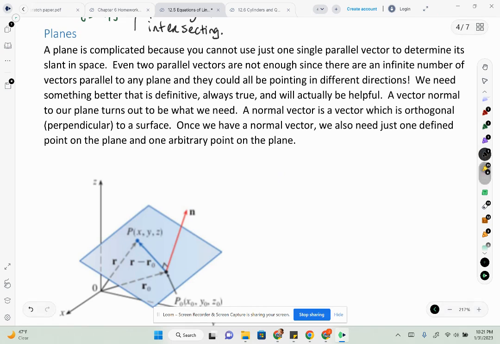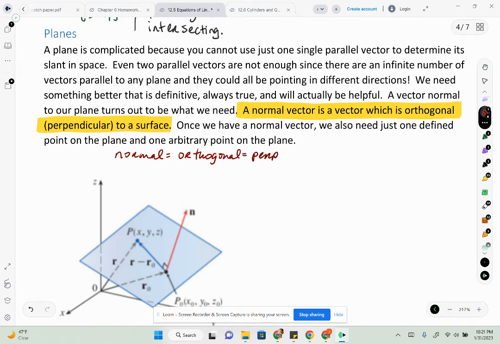Okay, now there's a few new words in here. A normal vector is a vector which is orthogonal or perpendicular to a surface. So that's one of the things that we need, but you need to know the vocabulary. Whenever you see the word normal, that equals orthogonal, which is equal to perpendicular.